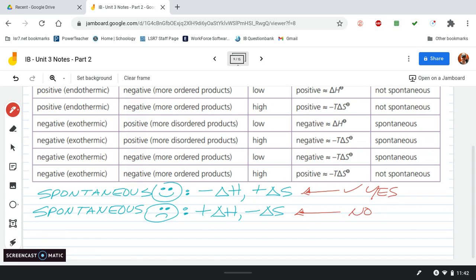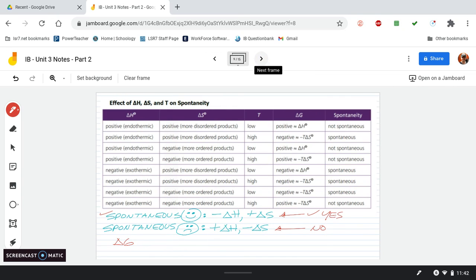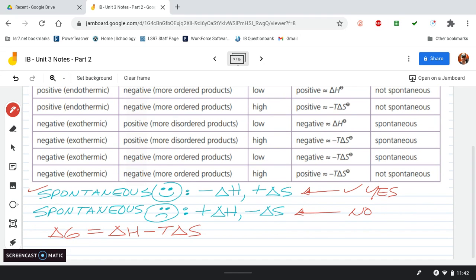Let's look at the one that always works. If I play with that one and use the formula, and when I say formula, I'm talking about this formula here, delta G equals delta H minus T delta S. If we look at that equation, if we don't have any numbers, just the idea of the sign, we can still figure this out.